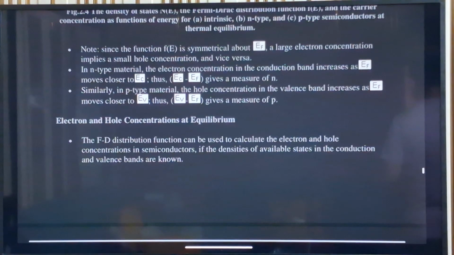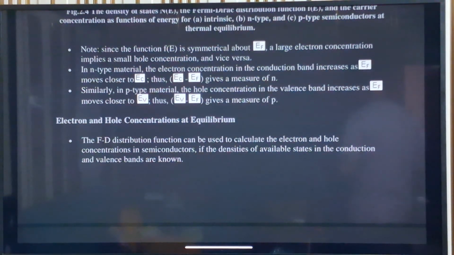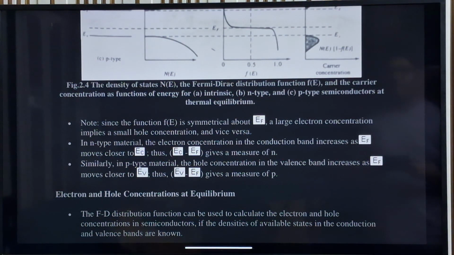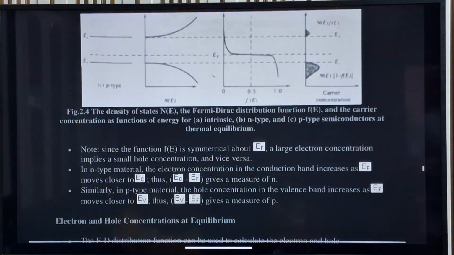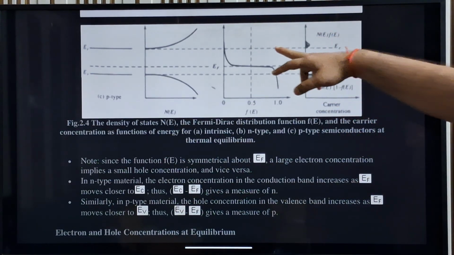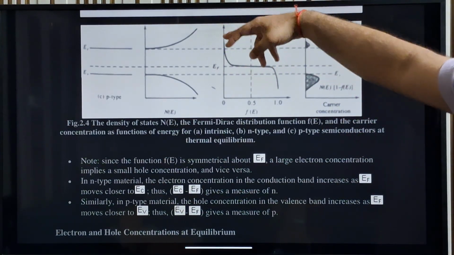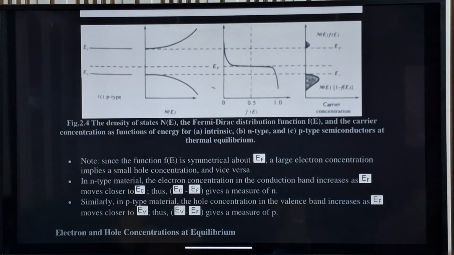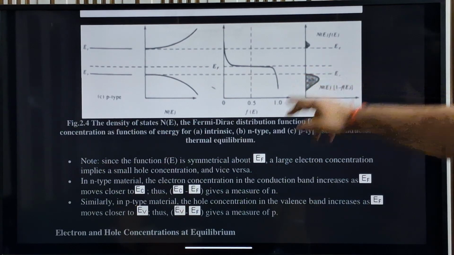Now, since Fe is symmetrical about EF, a large electron concentration implies a small hole concentration and vice versa. So, if the curve is shifted downwards, then the lower part of the curve actually stays in the conduction band and a higher part of the curve enters the valence band. Therefore, we get a large number of holes.